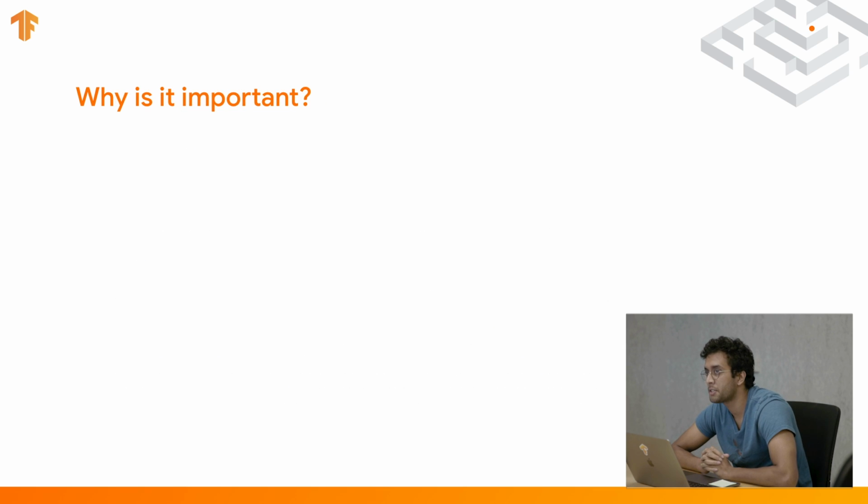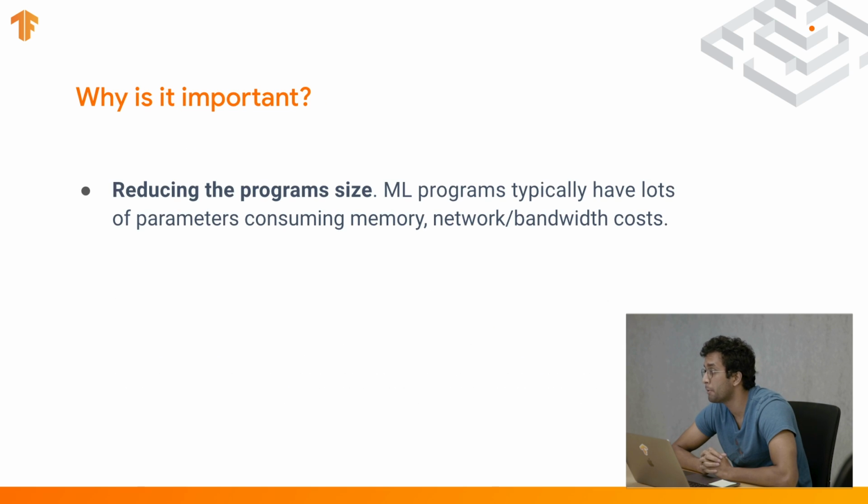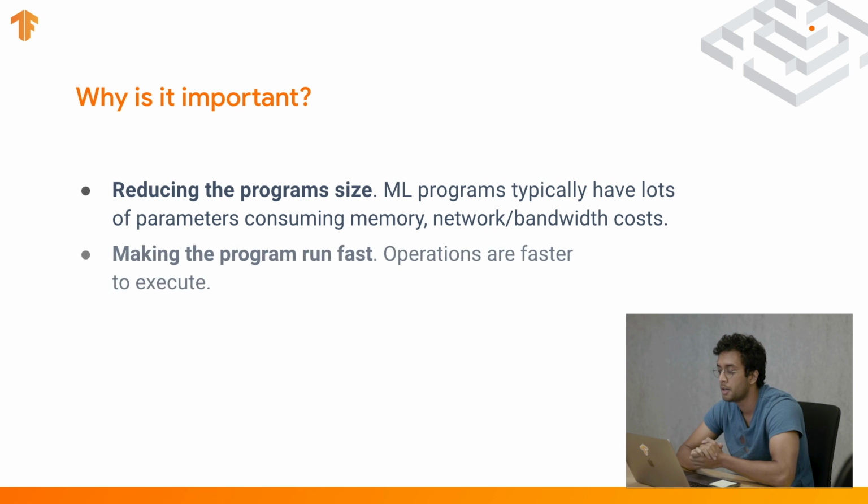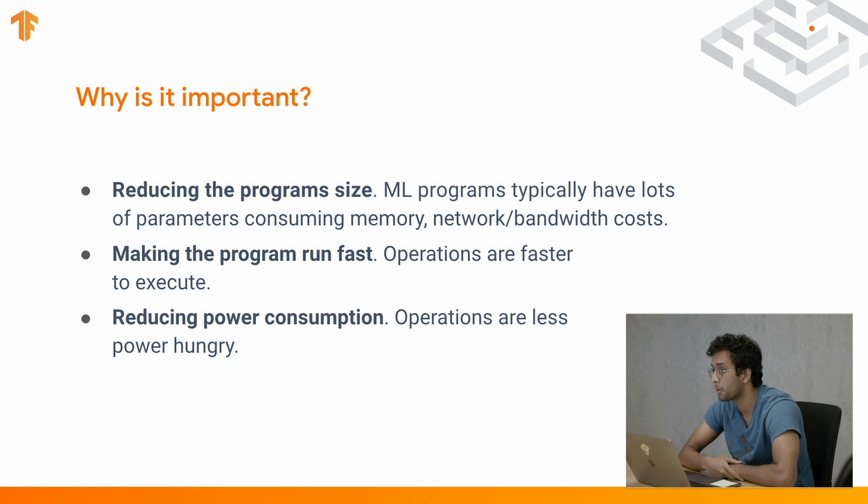So why does this matter? The first thing is that ML programs have lots of parameters, and by using lower precision, we can instantly get these models a lot smaller, which can help with memory bandwidth and the network costs of downloading models. Second, if you have all your calculations in integers, you can have lots of optimizations that make the execution super fast. Third, integers are super power efficient. So on mobile, this is really important.